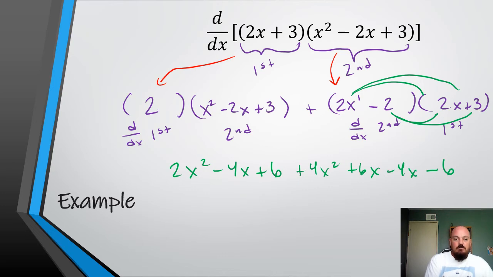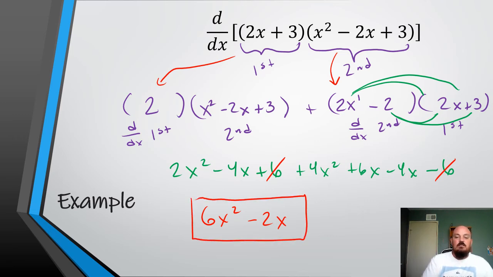So we have 2x squared and 4x squared gives me 6x squared. We have negative 4x, positive 6x, and negative 4x gives me negative 2x. And that's actually it. The 6 and the negative 6 are going to cancel. So my final answer there is 6x squared minus 2x. But more importantly, that's how the product rule works. You can't just take the derivatives and multiply them together. You have to do derivative of the first one times the second one, plus derivative of the second one times the first one, get that big mess, clean it up, and that'll be your final answer.